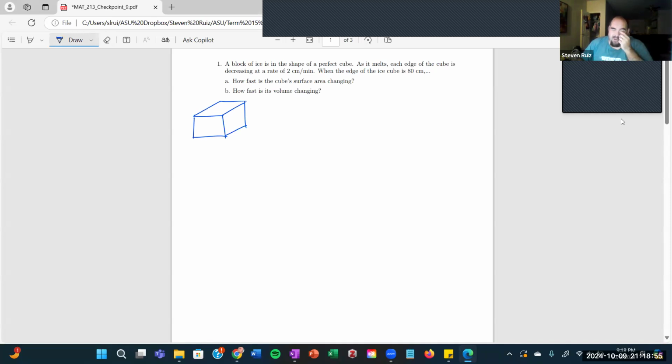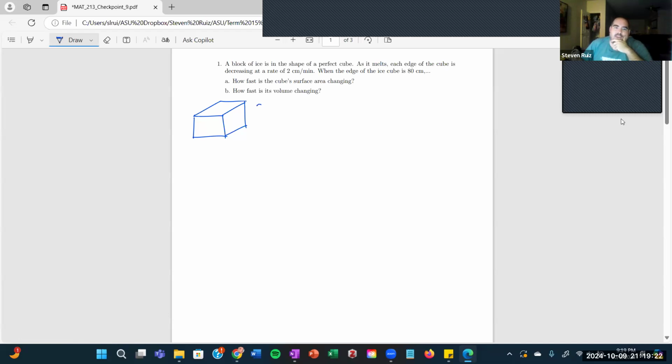So what do I know about this cube? Well, I know it's going to keep the shape of the cube as it shrinks. So since it's going to keep the shape of a cube, I can make some assumptions here. Part A is asking for how fast the cube's surface area is changing. Maybe it's helpful if we start from the very basics here. What are the things that we need?